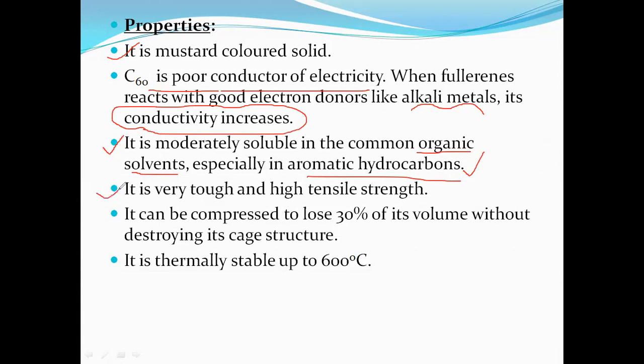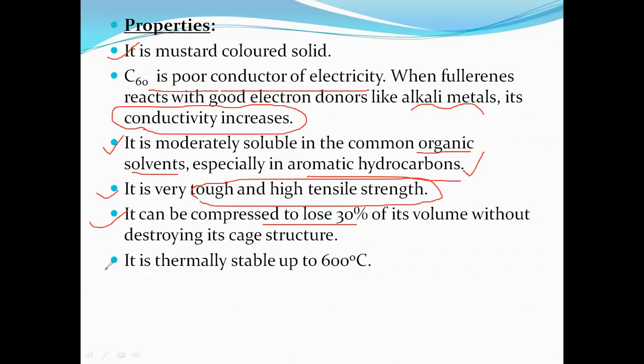Next, it has very tough, high tensile strength. We discussed carbon nanomaterials, carbon nanotubes, and C60. C60 has very high mechanical strength and very high tensile strength. Its compression resistance is very low. About 30% of its structure is not lost even when we apply higher temperature conditions.